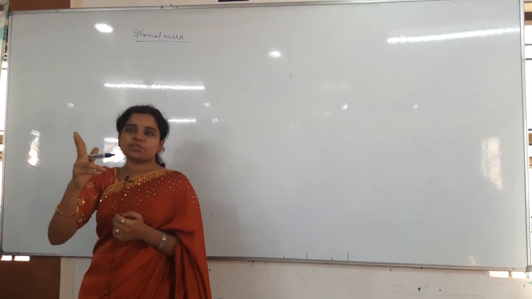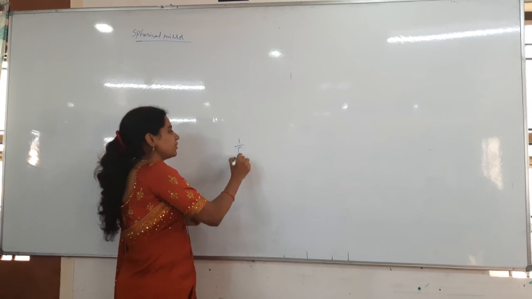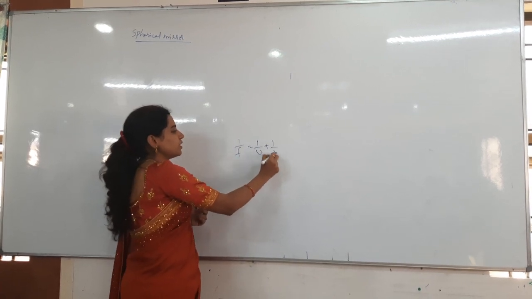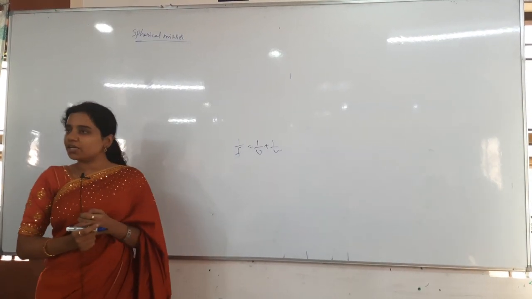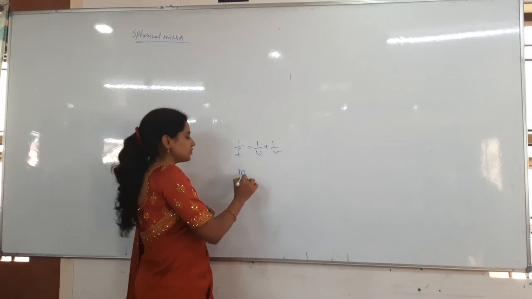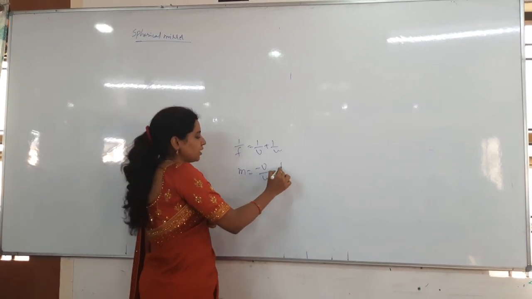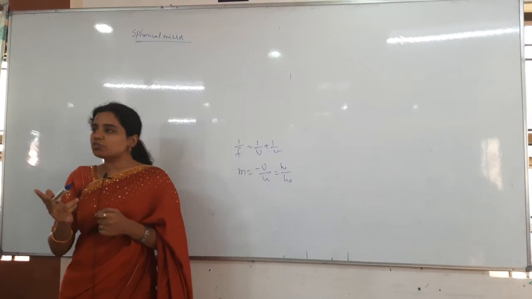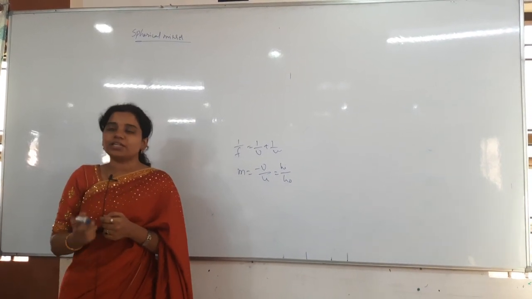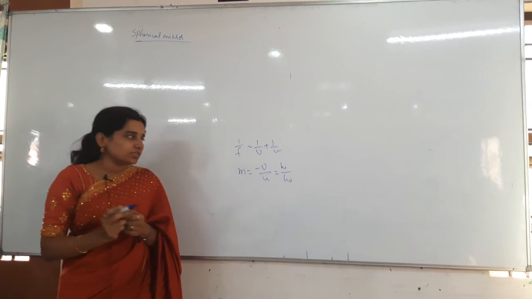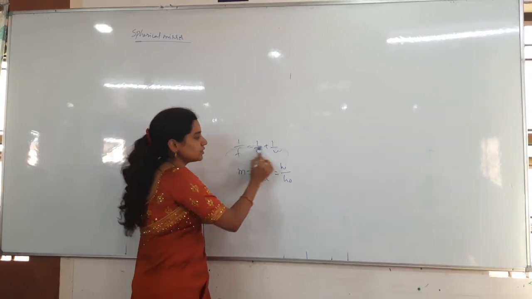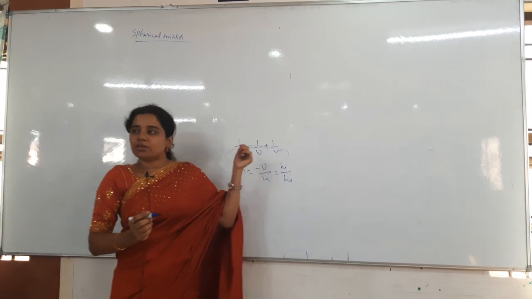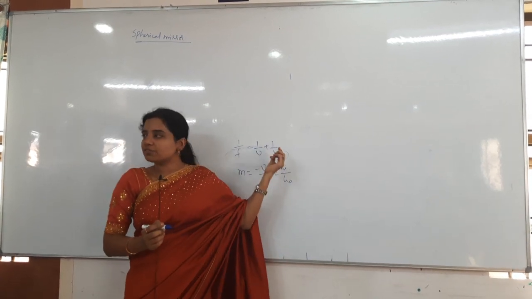Only two formulas will be there. One is the mirror formula, 1 by f is equal to 1 by v plus 1 by u. Another formula is magnification is equal to minus v by u, or height of the image by height of the object. Only by these two formulas we will solve everything. But here the important thing is the sign convention. Instead of taking minus, if you take plus, your entire answer will be wrong.